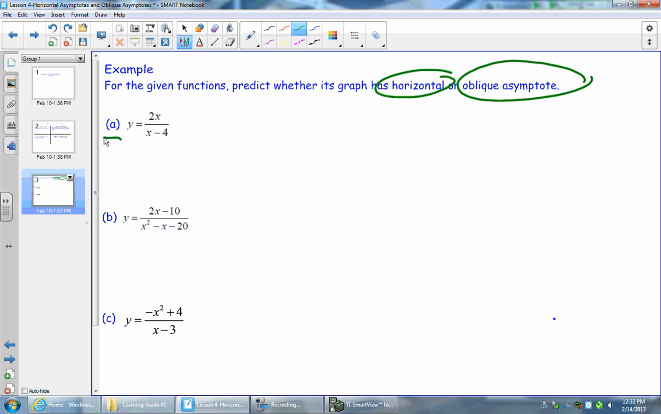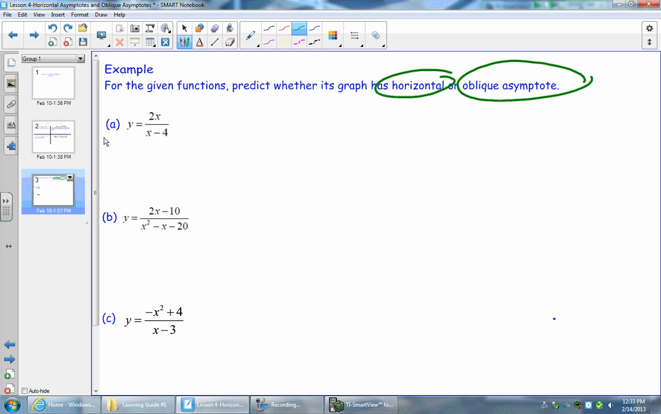And what you want to do first is make sure the rational function is fully factored. Taking a look at the rational function, look at the numerator, there's nothing much you could do there with factoring, and also the denominator, there's nothing else to factor there either. So this rational function is already fully factored.